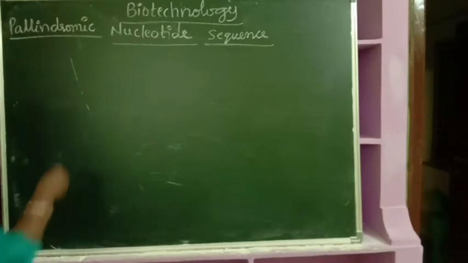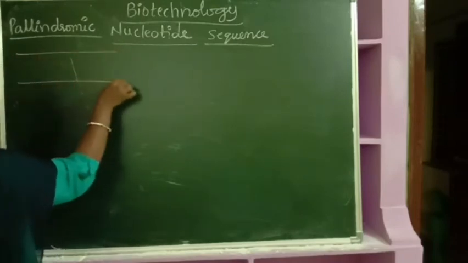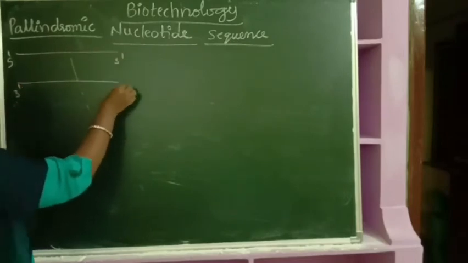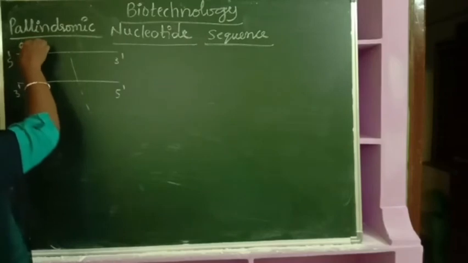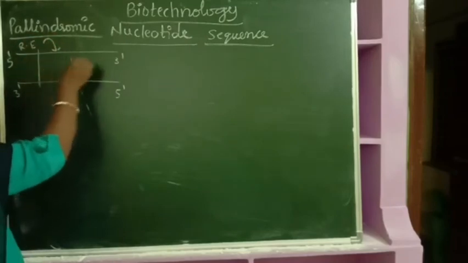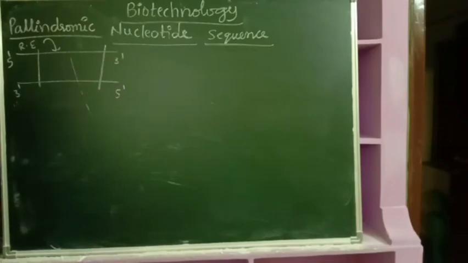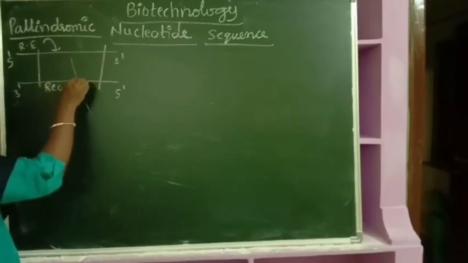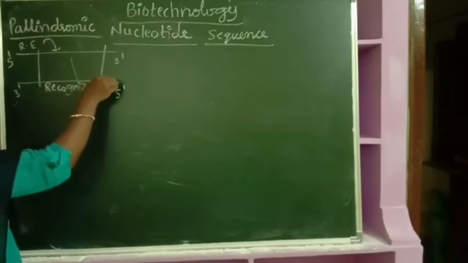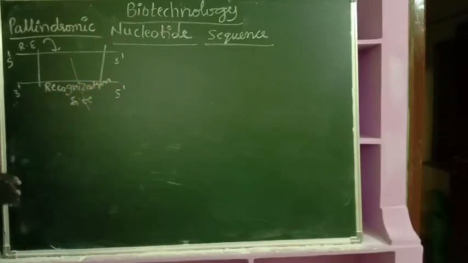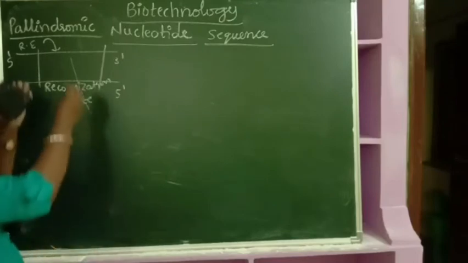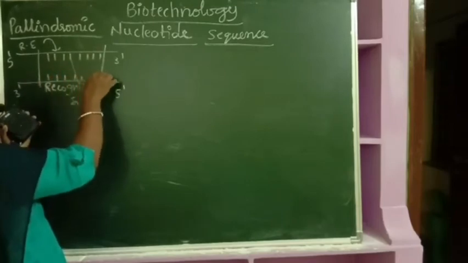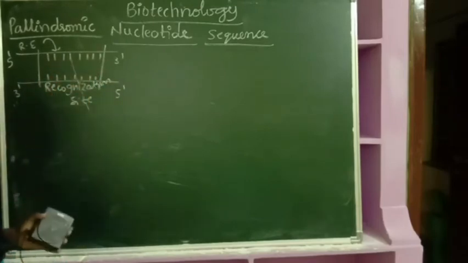Suppose you take this DNA, 5' to 3', 3' to 5'. When restriction enzyme endonuclease is added, it cuts at a specific location, and this specific site, this recognition site, is called a palindromic nucleotide sequence.